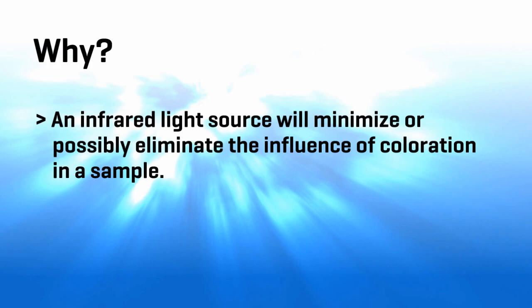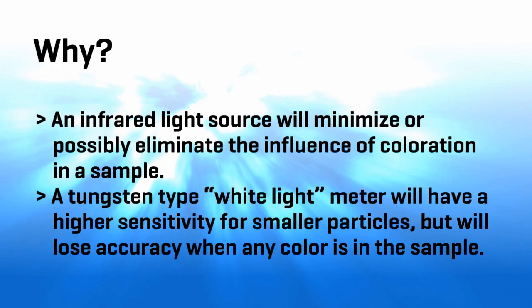Again, the LED source minimizes influence of coloration. It doesn't completely eliminate it, and if the sample is really, really darkly colored, that can be problematic. But for a lot of it, the LED will help compensate for that, and you'll certainly get more accurate readings, where the white light, tungsten type, is really good at very, very low levels. And again, you're mostly interested in under 5 NTU, certainly under 1 NTU, and then all the way down to 0.3 NTU. So we're talking very low levels. And it works well at those levels, much above that, and it starts to get problematic.